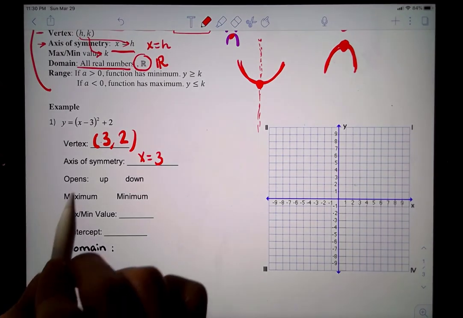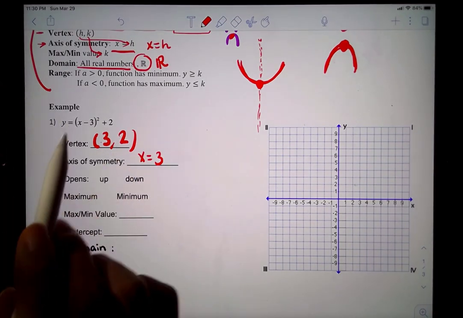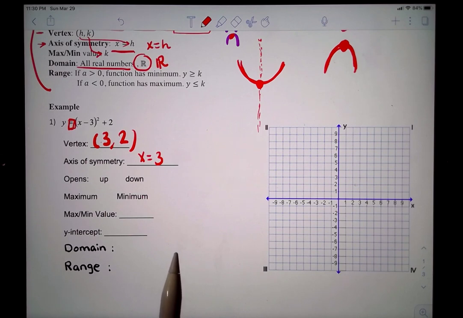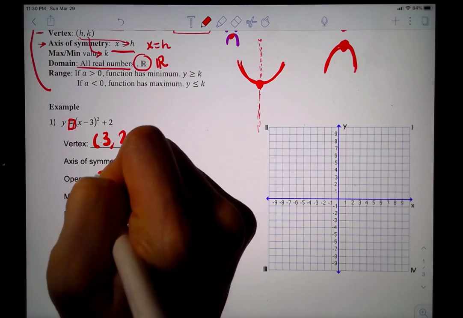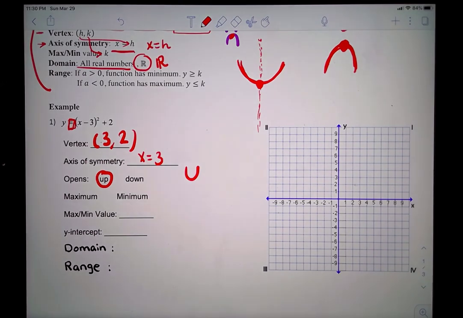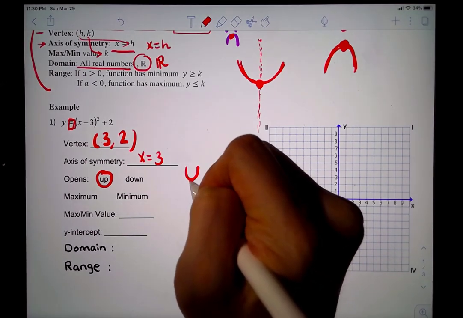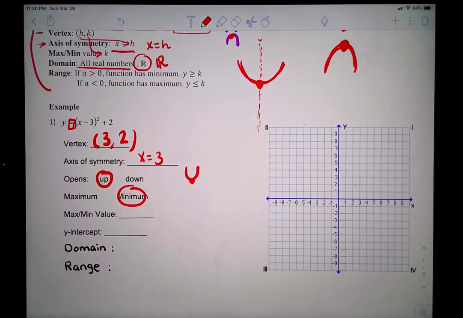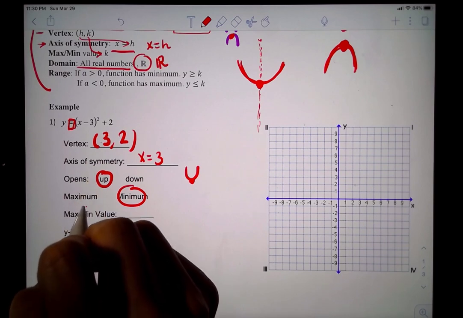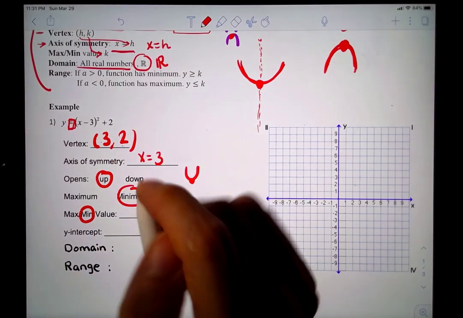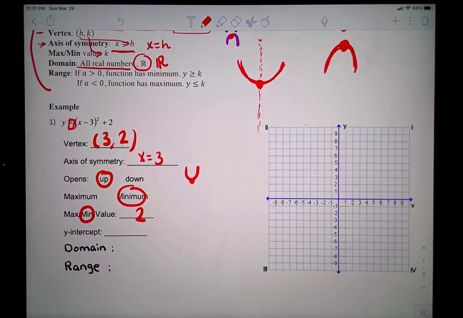Okay? And tell me, does the graph open up or down? Then we need to look at the a, right? Do you see any negative sign here? No, nothing. That means positive. So positive opens up or down? Opens up. It's like this, right? Then do you have a maximum or minimum? Minimum, that's on the bottom, right? So you have a minimum. And what is my minimum value? It's the y-coordinate of the vertex. So 2. You just say 2.